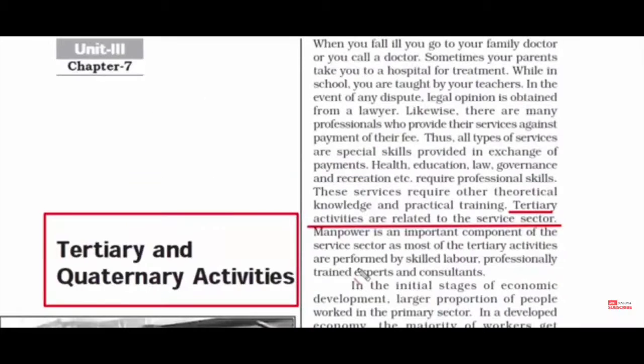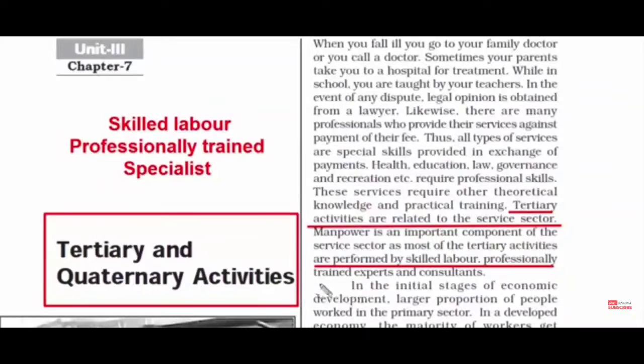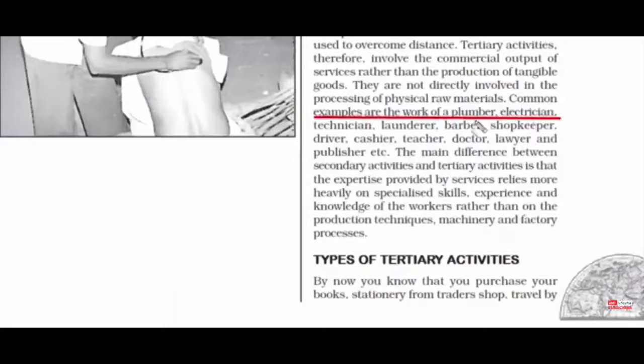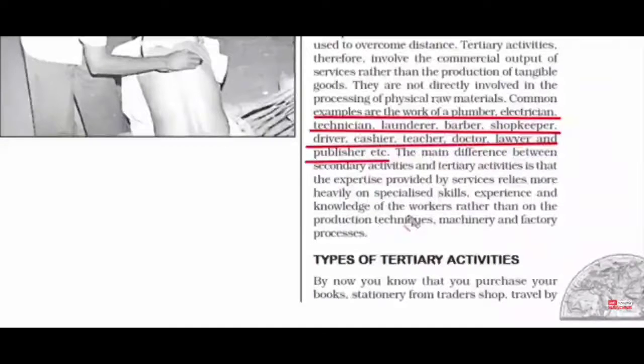Now when you get a service, you want it to be perfect or up to the mark which benefits you in some way. And for that, the service provider or the giver should be a skilled labor, a professional expert in that particular field that you're looking for. So all these qualities like skilled labor, professional expertise, consultant, these are very important components, or you can say qualities of the tertiary activities. Here you can see some of the examples of tertiary activities, which are the work of a plumber, electrician, technician, launderer, barber, shopkeeper, driver, cashier, teacher, doctor, lawyer, publisher, etc.